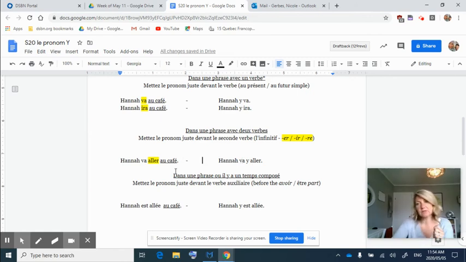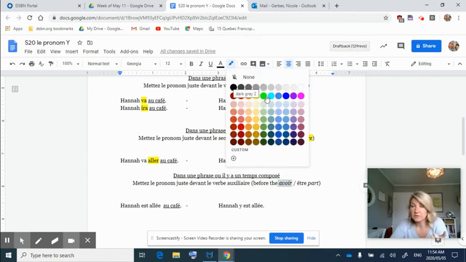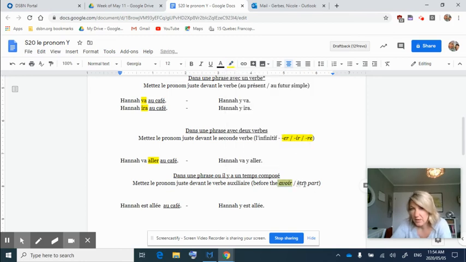OK, troisième cas, c'est un verbe composé, un passé composé. Dans une phrase où il y a un temps composé, mettez le pronom juste devant le verbe auxiliaire, the avoir or the être part. So this is what people generally mess up the most. So if you've got a passé composé sentence, you're going to have the auxiliary part of the verb and the past participle part of the verb. So the auxiliary part is the one that you want.